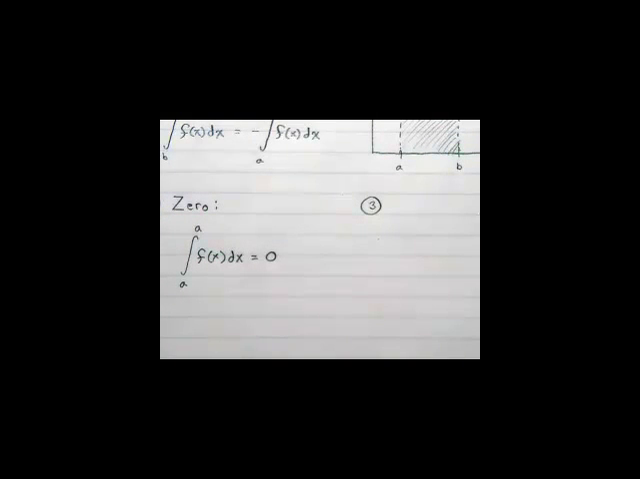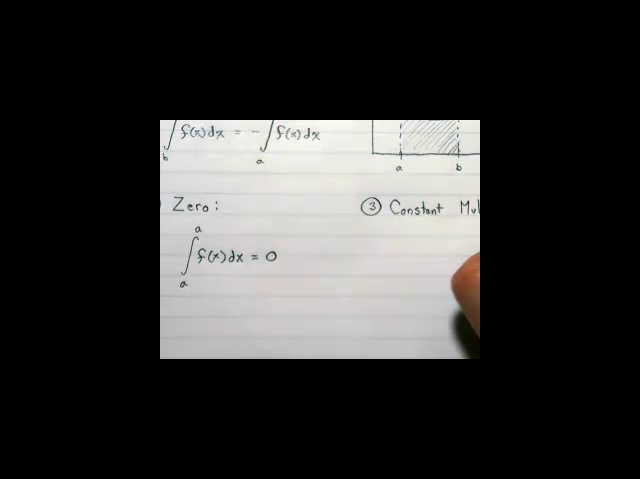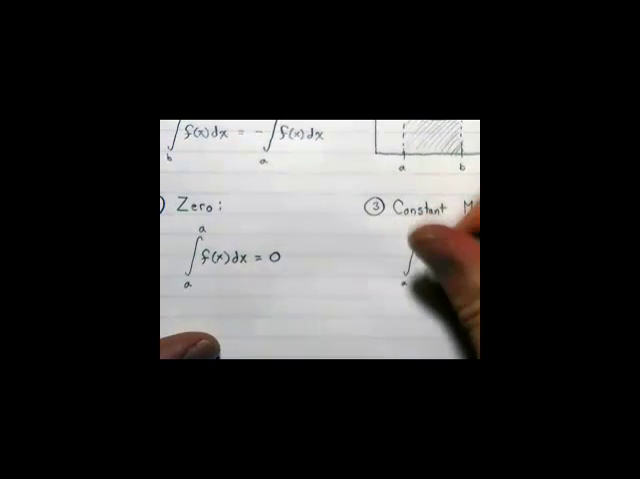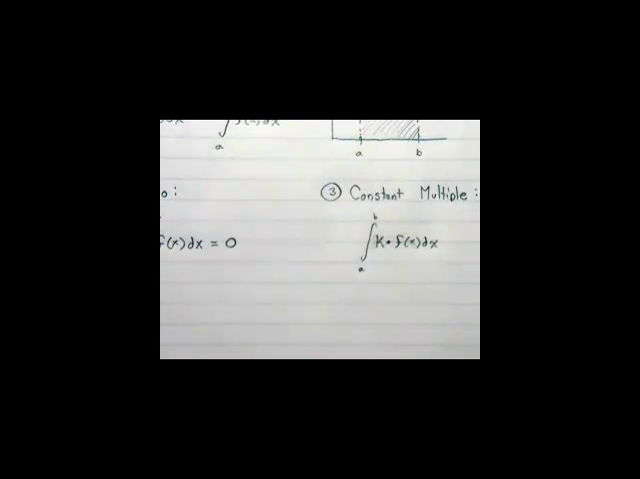This is the constant multiple rule. The integral, you can take that constant and pull it out. Oh, I'll give you a quick example.